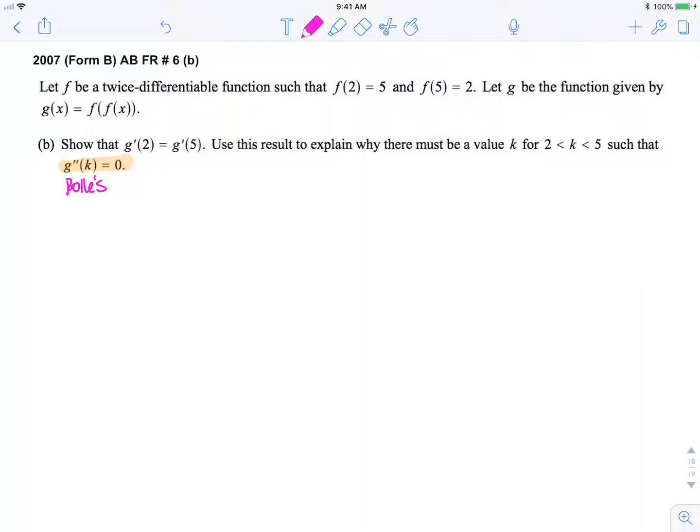So there's three hypotheses to Rolle's theorem. The first is to show that the endpoints are equal, and that's actually what they want us to show here, right? So this is really step 3, right, of using Rolle's theorem.